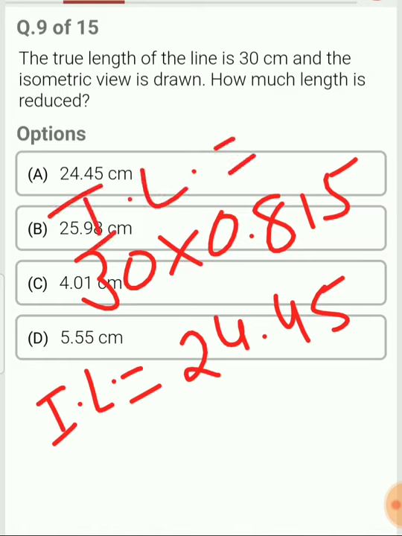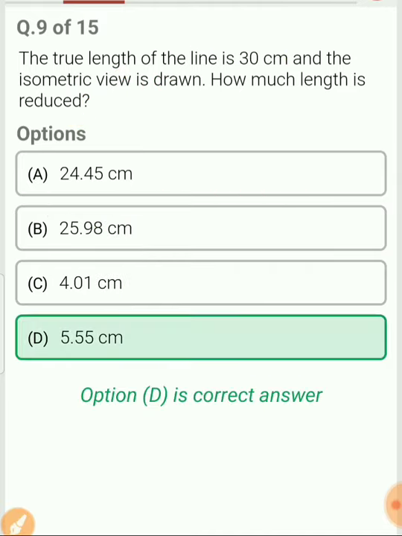Now it is less than the true length by how much? So it is less than the true length by 30 minus 24.45, and that will be equal to 5.55 centimeter, right? So we need to say how much the length is reduced. The length is reduced by 5.55 centimeter.